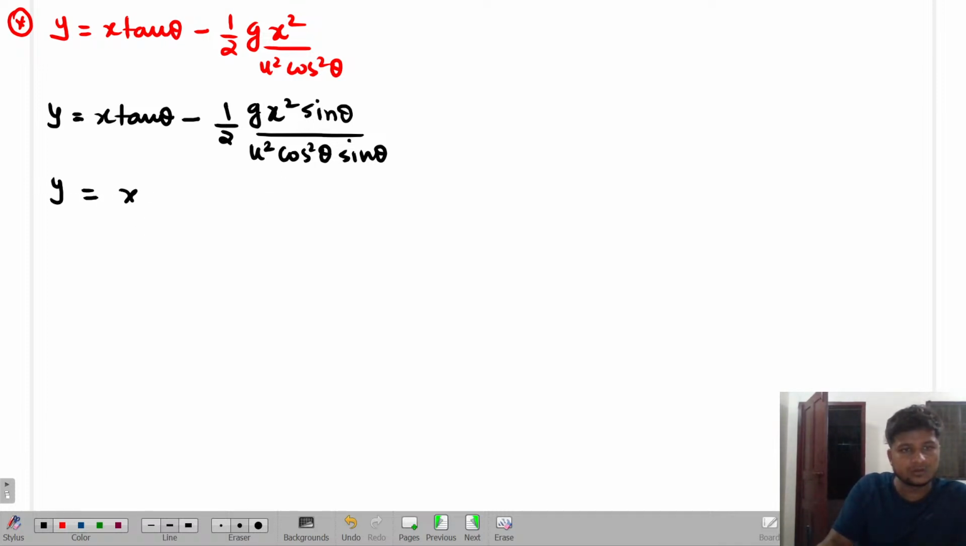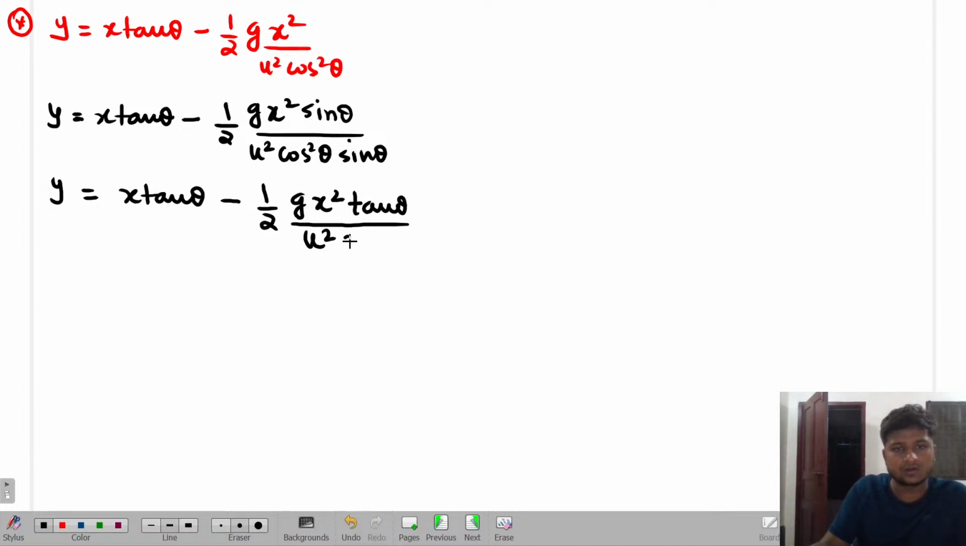So x tan theta minus half g x square, this is sine theta, and I can take one cos theta out of this, and sin theta by cos theta is once again tan theta. So g x square tan theta over u square cos theta into sin theta. Are you able to get me or not? Everyone, is this clear or not?